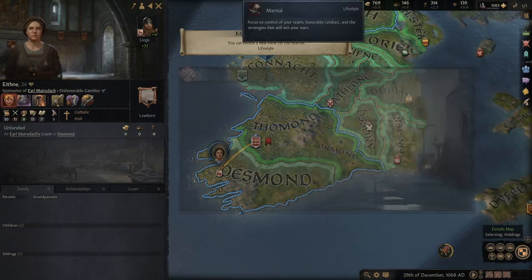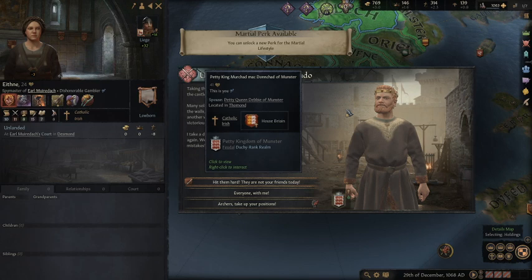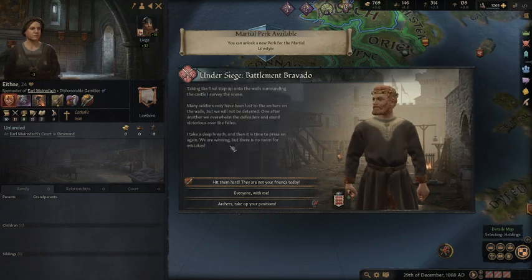Ooh, you can unlock a new perk for the martial lifestyle. Under siege, battle and bravado.